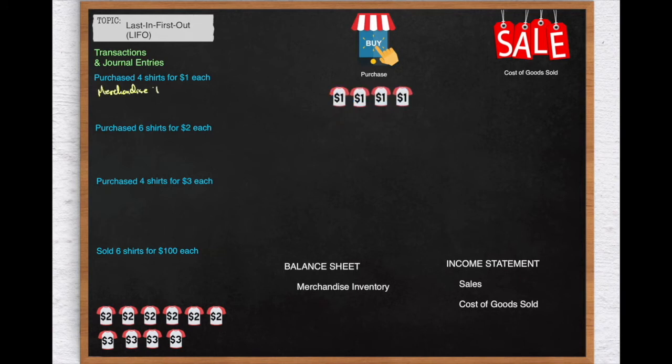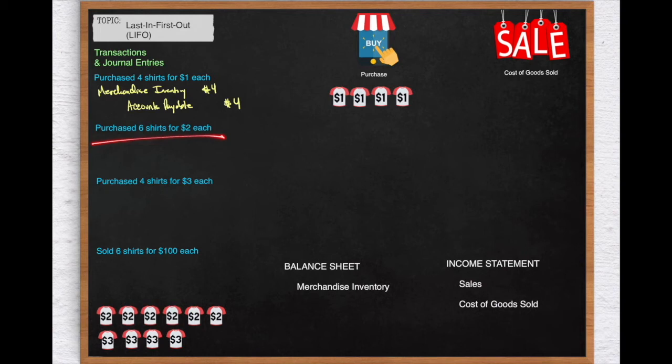Again, we're going to assume it's a perpetual inventory system. So you want to debit merchandise inventory to increase that account for $4 because it's recorded at cost. We're going to assume it's on account, so it's going to be a credit to accounts payable for $4.